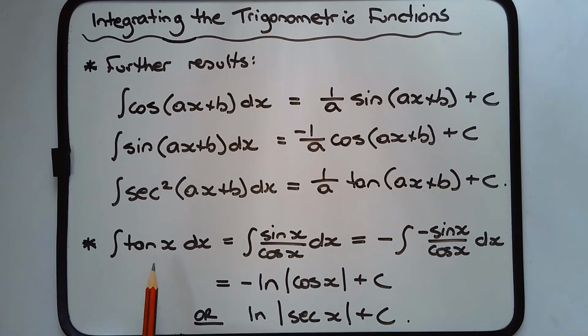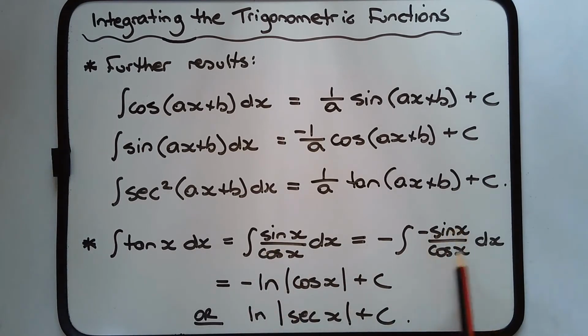Now the integral of tan x dx may be accomplished by expressing tan x in terms of sine x and cos x. So the integral of tan x dx is equal to the integral of sine x over cos x dx. We have a reciprocal function where the numerator is some multiple of the derivative of the denominator. In fact, the derivative of cos x is negative sine x.